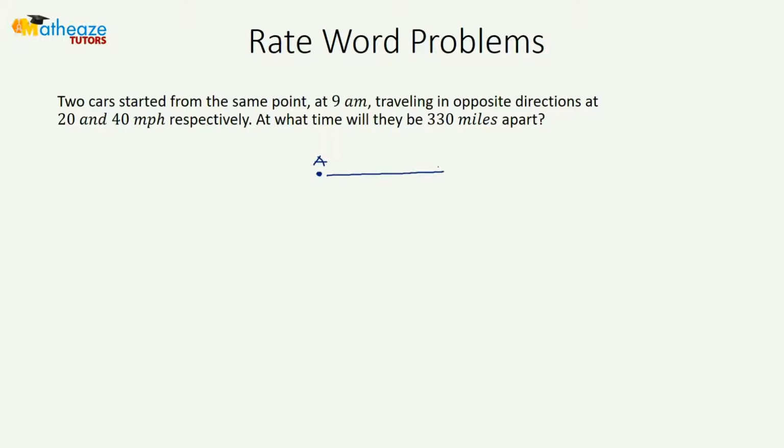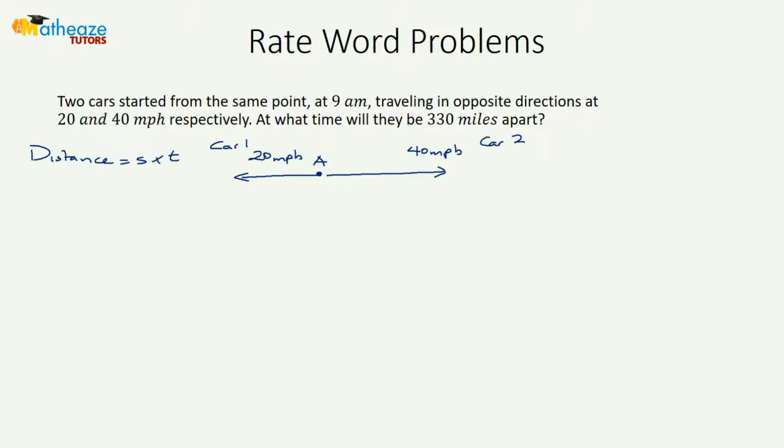One car goes in this direction, let's say 40 miles per hour. The second car goes in this direction at 20 miles per hour. We want to find out at what point they will be 330 miles apart. So let's look at the distance. Distance is given as speed multiplied by time. So there's going to be a consistent time here.